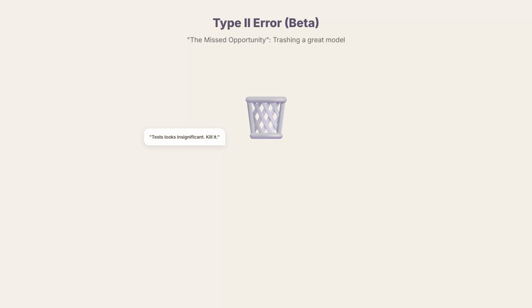While type 1 errors are active mistakes, breaking things, type 2 errors are passive mistakes, failing to improve. ML engineers often ignore beta, but in a competitive market, missing out on innovation is fatal.